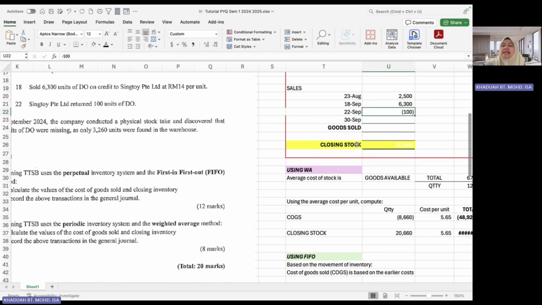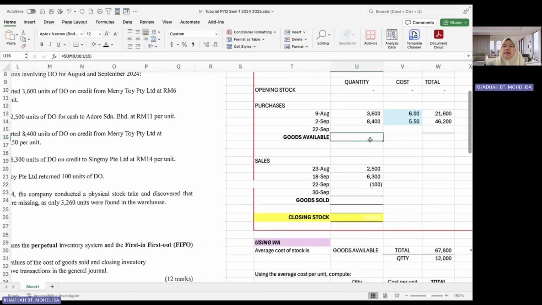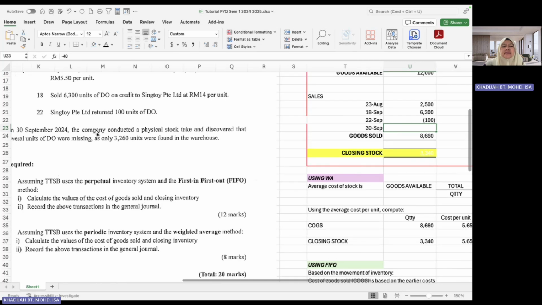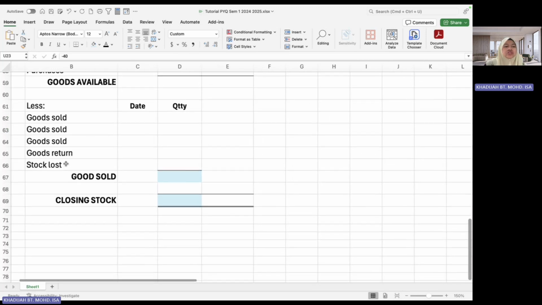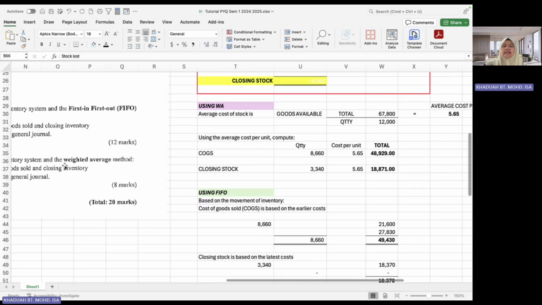So for example, in this case we have goods available of 12,000, and goods sold in this case is 8,660. Sorry, I have to put a minus here. But remember that whenever there's a stock loss, you want to put that into part of the sales, because the goods are assumed to be sold actually.